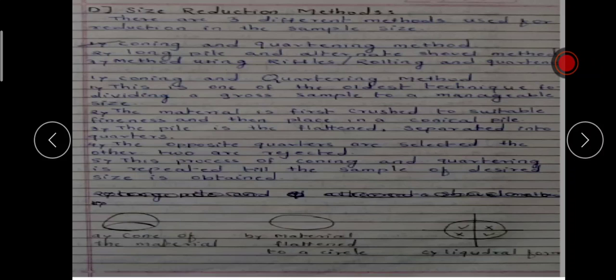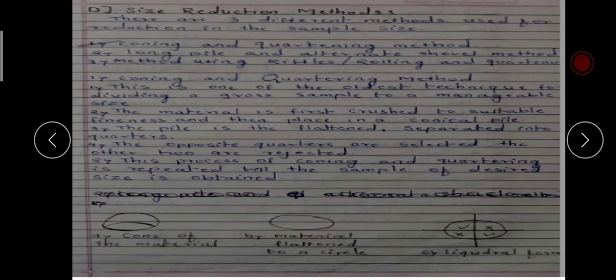Good morning, friends. In the last lecture, we started the sampling of solids. In that, we saw the sample size, then the multi-stage sampling, and third, the sequential sampling. Now we have to see the size reduction methods that are used in the sampling of solids.